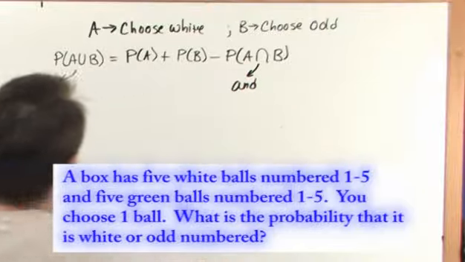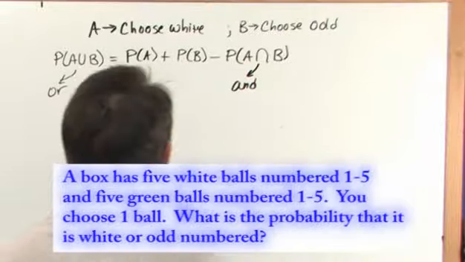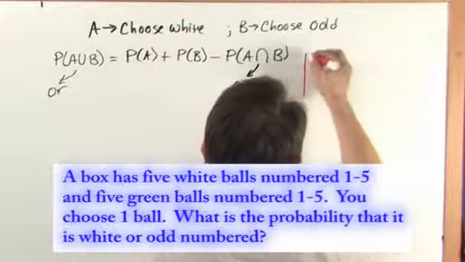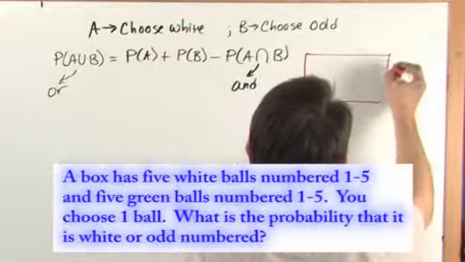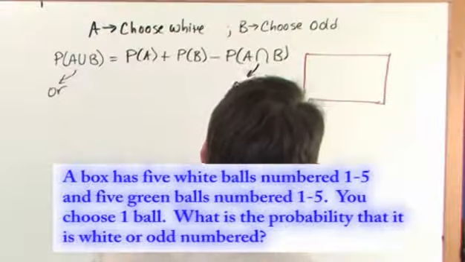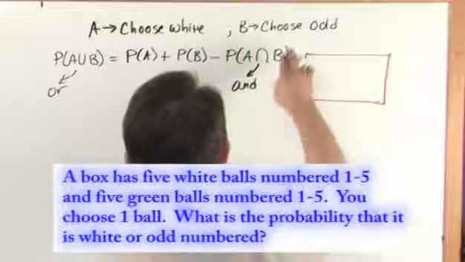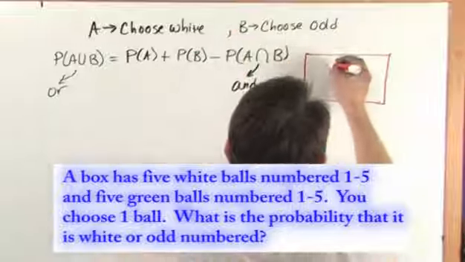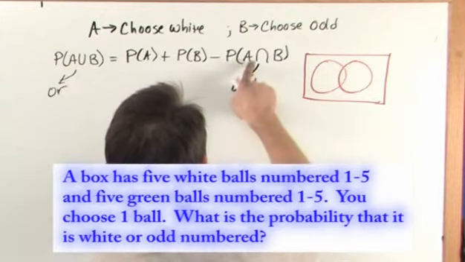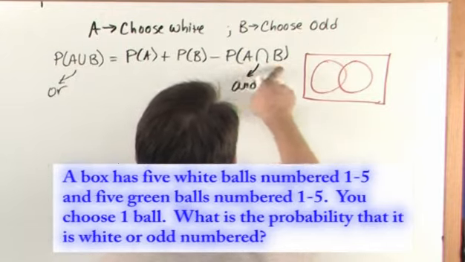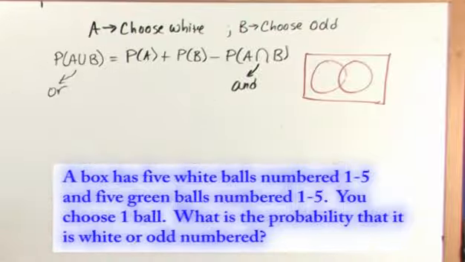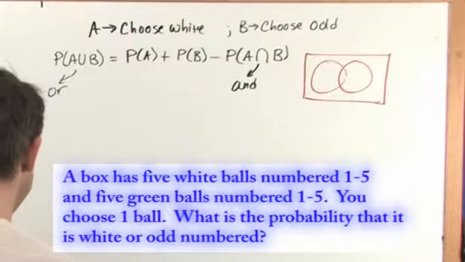Now let me ask you a question. Is it possible for these two things to happen at one time? Can I choose a white ball that's also odd numbered? Well, if you read the problem, yes, you can, because you have some green balls numbered 1 to 5 and you have some white balls numbered 1 to 5. So it's certainly possible to choose a white odd ball. If you were going to write a Venn diagram, you would see there's a little intersection here. So when we get to the subtraction of the intersection, we're going to have something to actually subtract in this case, just like in the last problem.